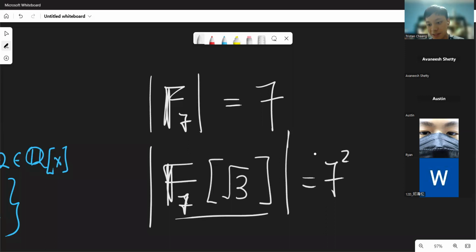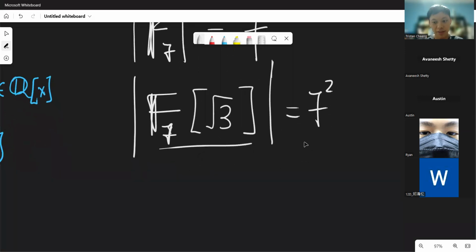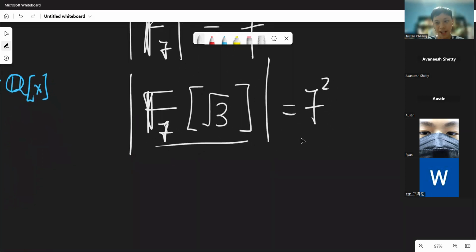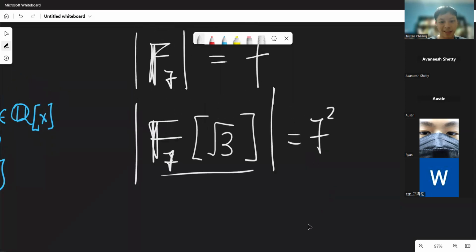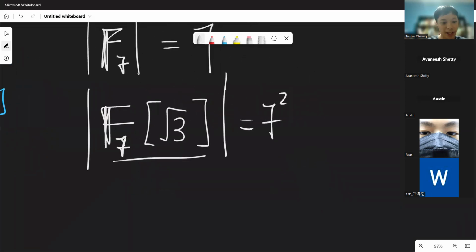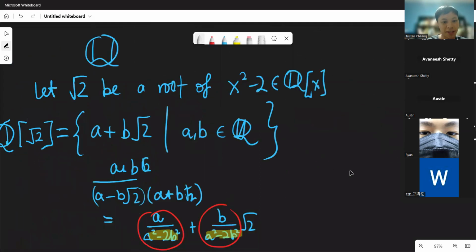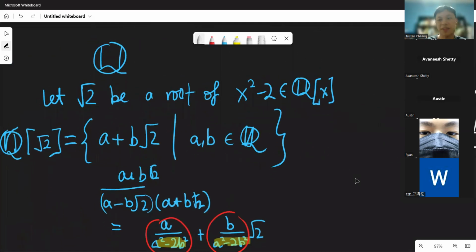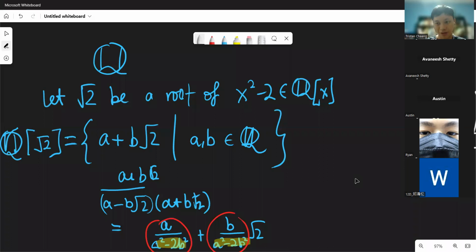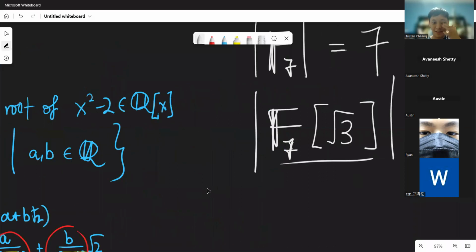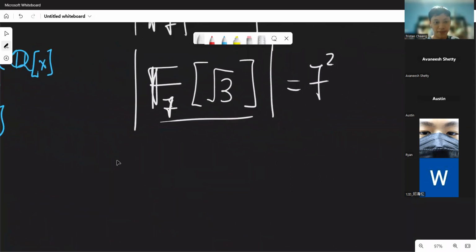0 plus 0 square root 3 is the same as 0, right? So it's basically like you choose a number for a, choose a number for b, 7 choices each. Of course, for the Q example, it's not very interesting because Q is infinite. Q adjoined square root 2 is also infinite. Okay, so that's F7 adjoined square root 3.